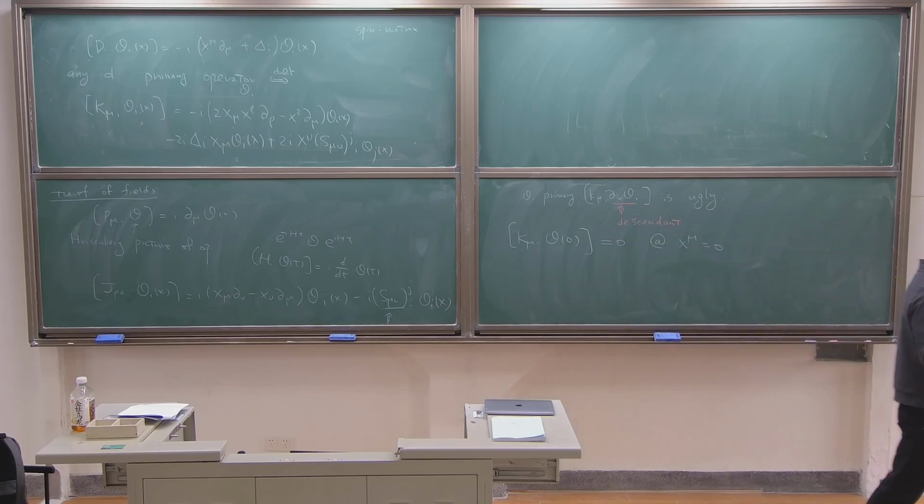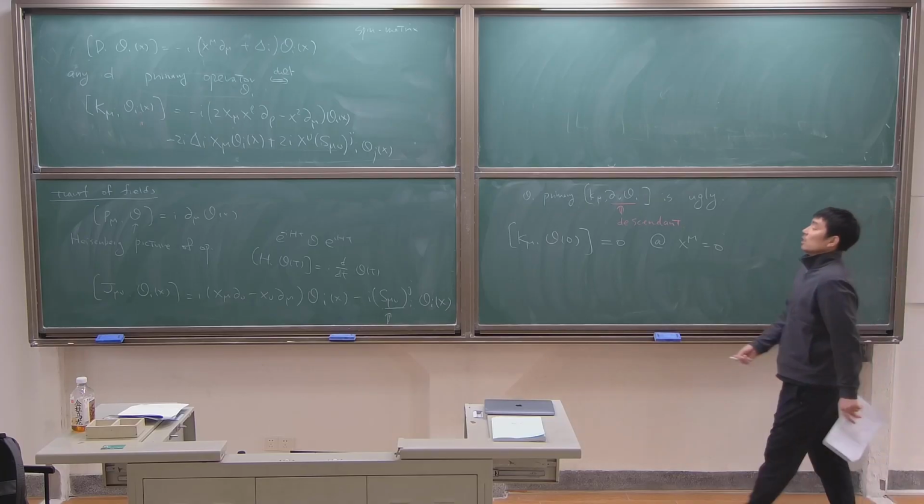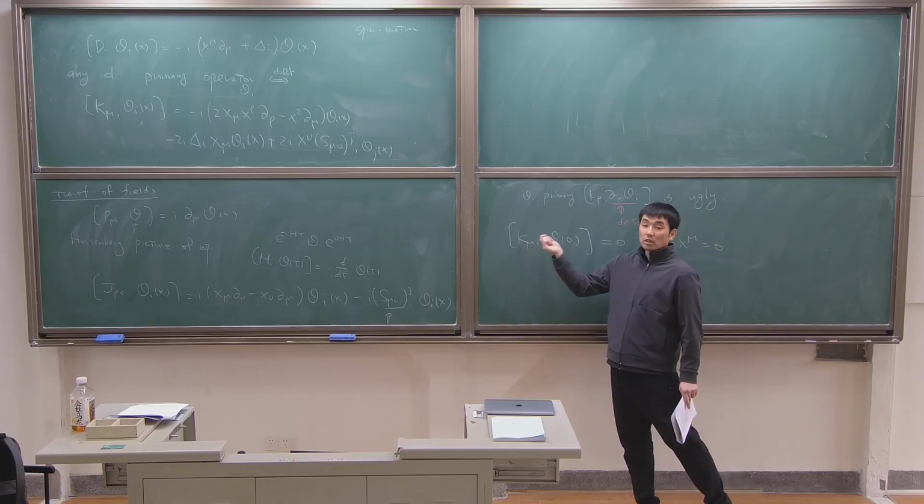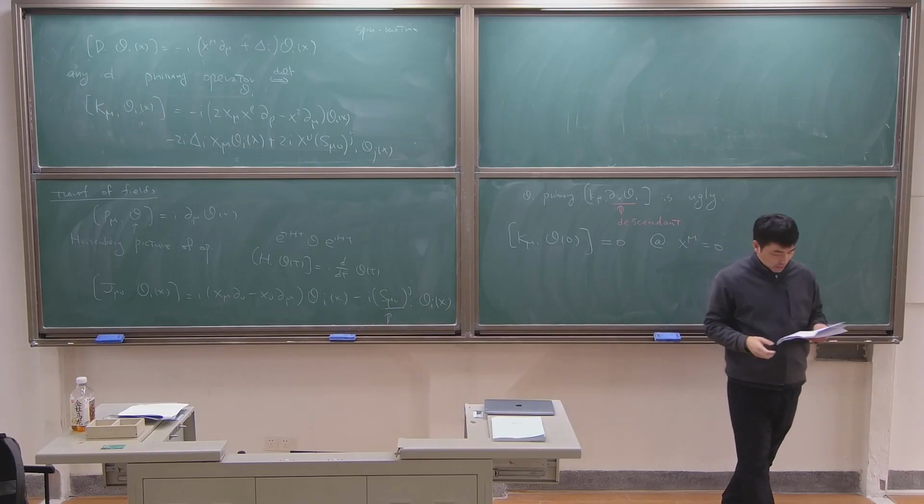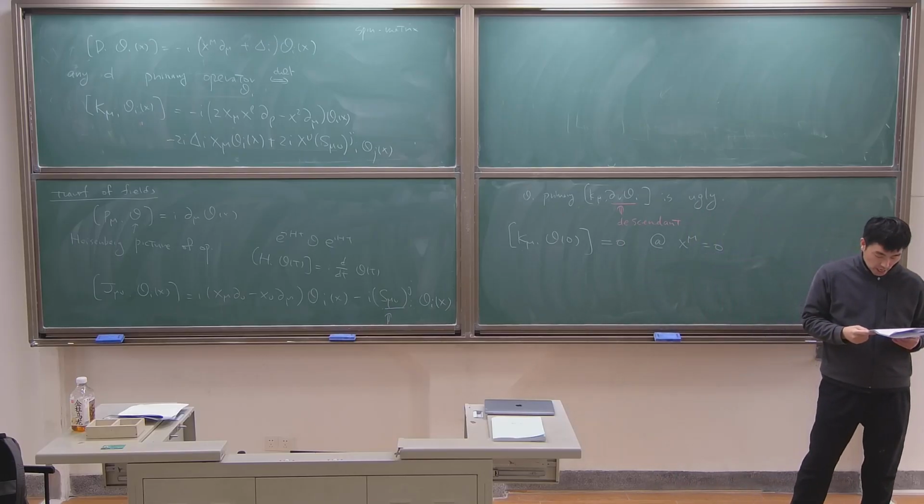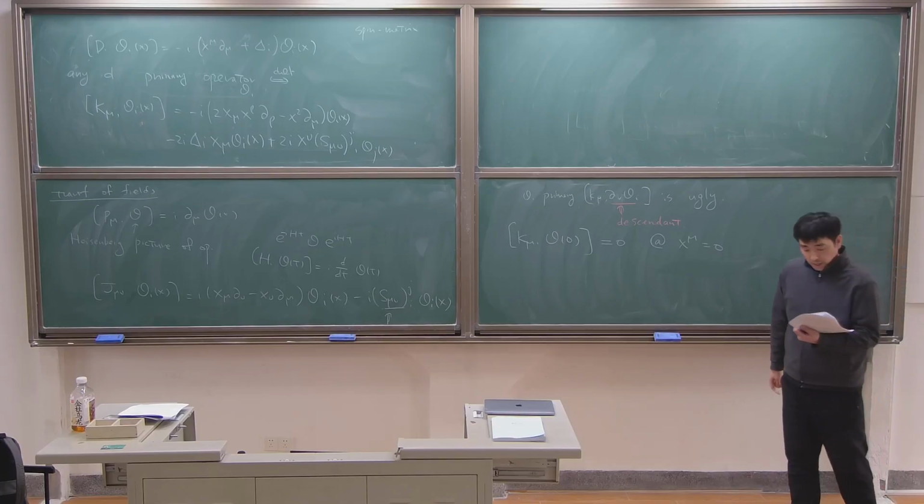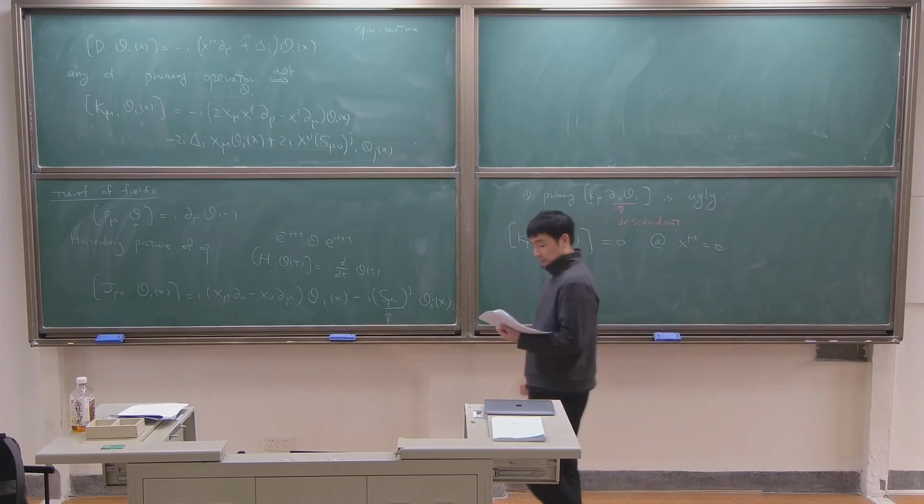So, for example, if the special conformal transformation acts on a primary operator at the origin, you get 0. So that's one way to define the primary.